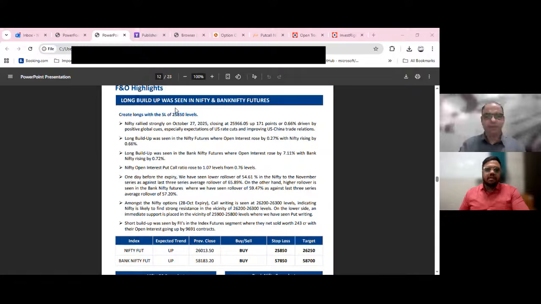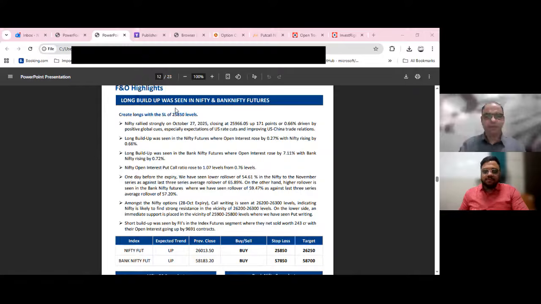So we had seen long build-up yesterday, and we have seen that market rallied strongly and it went up by 171 points. So that was a good bullish sentiment which was there yesterday. Long buildup was also seen in Nifty and Bank Nifty, and also put call ratio rose to 1.07 from 0.76 level. That suggests that strong put writing had taken place.